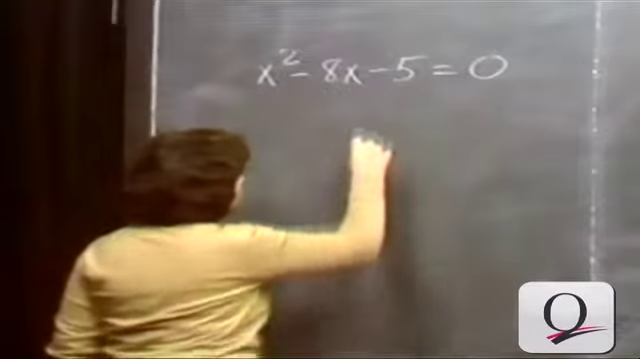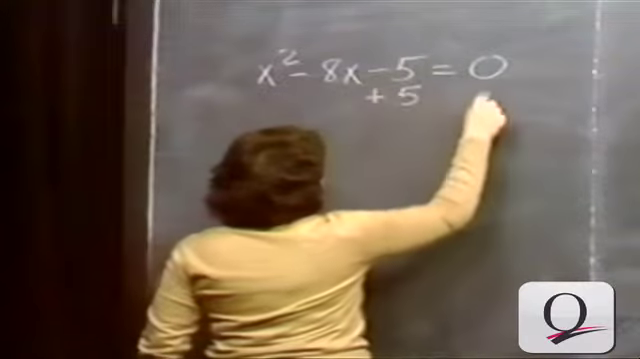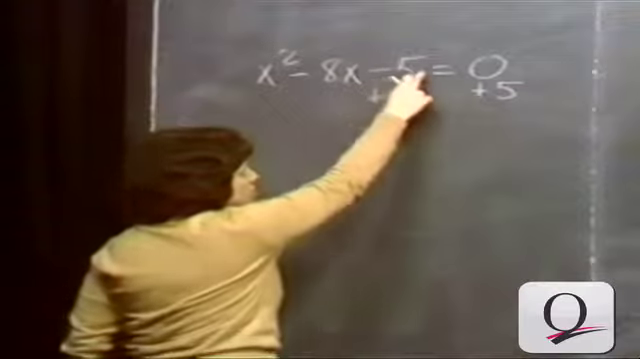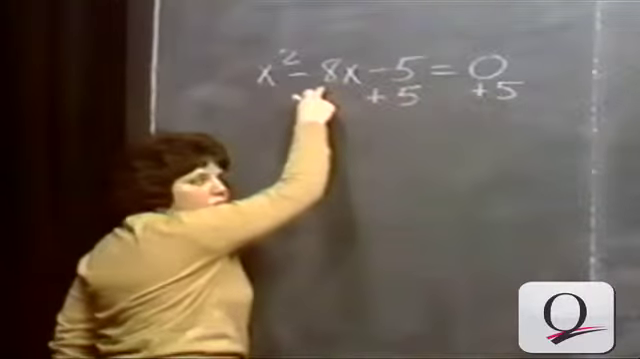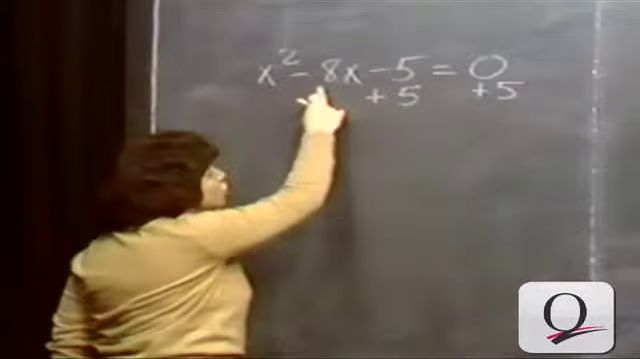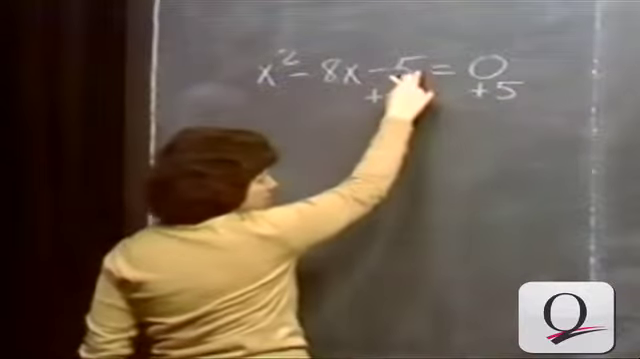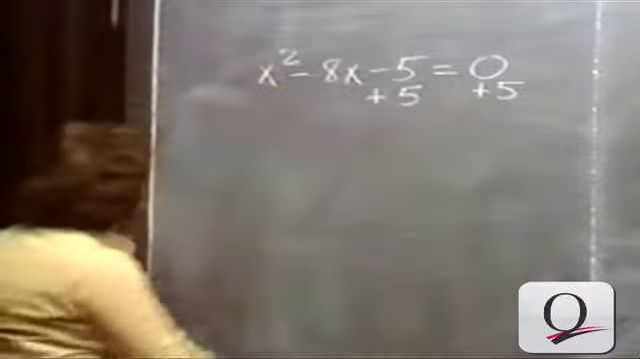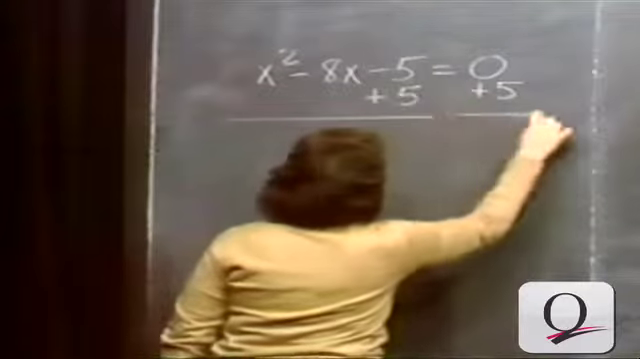The first thing we do is get rid of the constant. This is not a perfect square, by the way, as it stands now, because this number is not half of this squared. Half of minus 8 is minus 4. Squared, it's 16. This is not 16. If it's not 16, get rid of it. Move it over to the other side, and we'll start the problem.